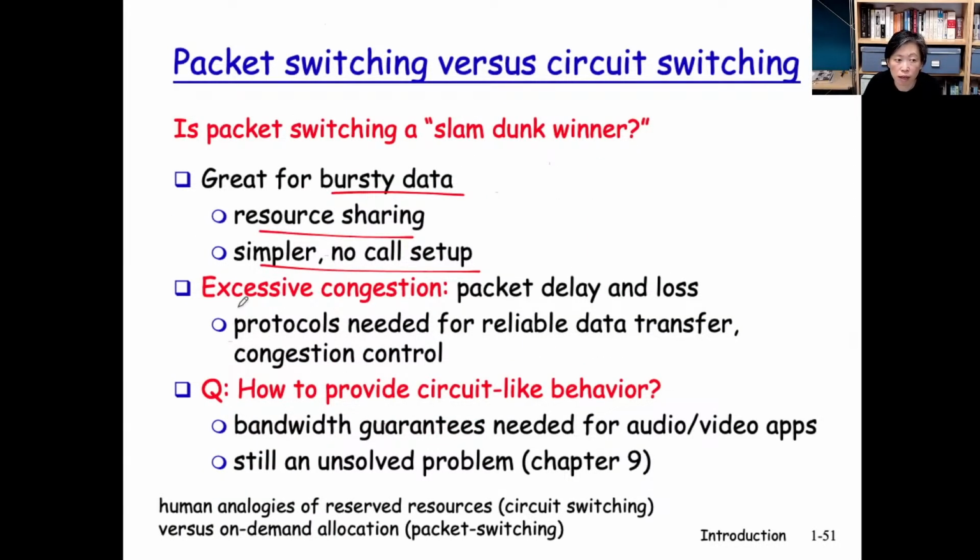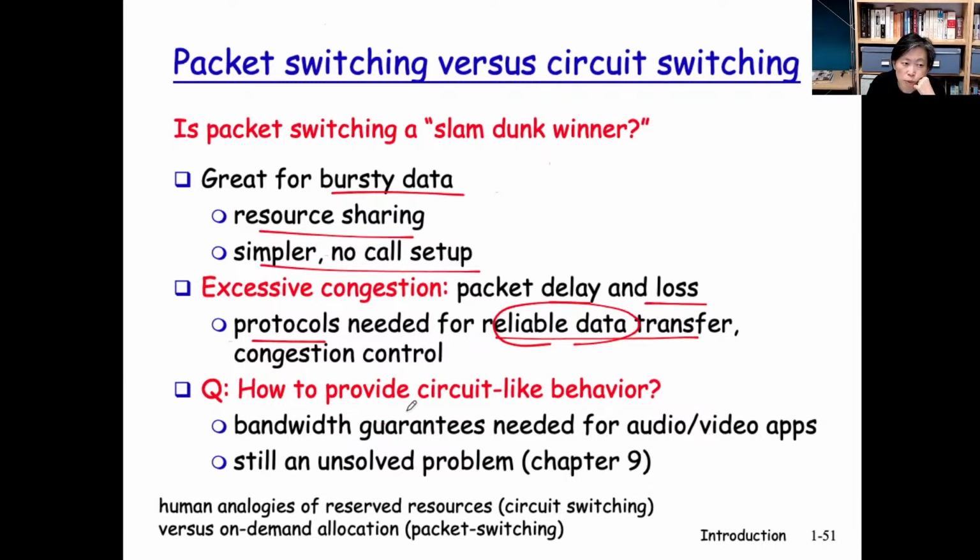But on the other hand, we do have congestion. Packet delay might be unexpectedly long, and probably worse, there could be packet losses. And so you need additional protocols, because of the way the very low level packet forwarding is designed. So we probably need extra mechanisms at the higher layer to ensure data can be transferred in a reliable way if it's necessary.